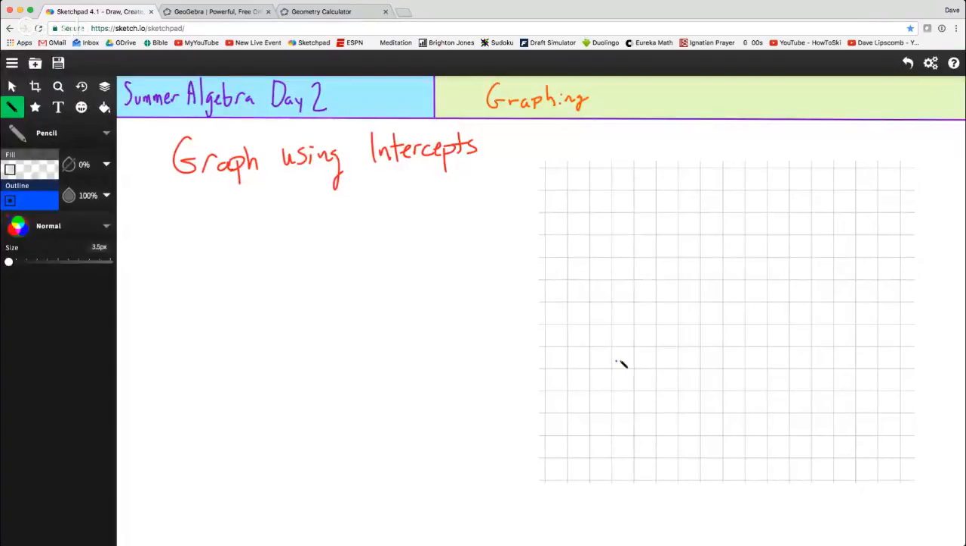Okay? So now let's talk about graphing using intercepts. So this is something where it's kind of a quick and dirty way of graphing, and we're going to do 2 examples. We're going to do 2x plus 5y equals 10, and then we'll do negative 3x plus 4y equals 24. We'll do that one. Okay, so let's draw our axes.